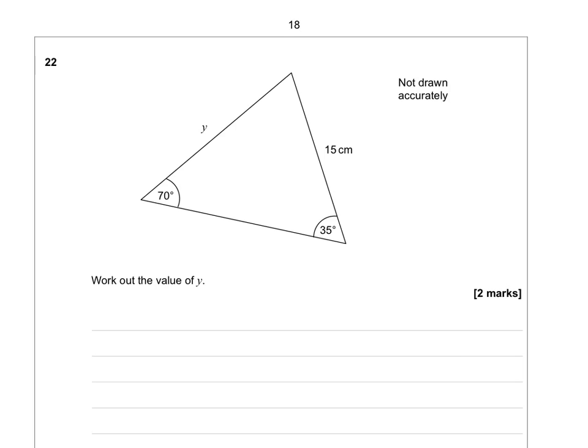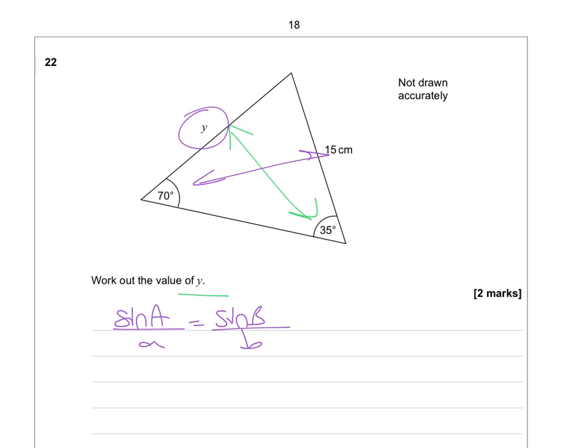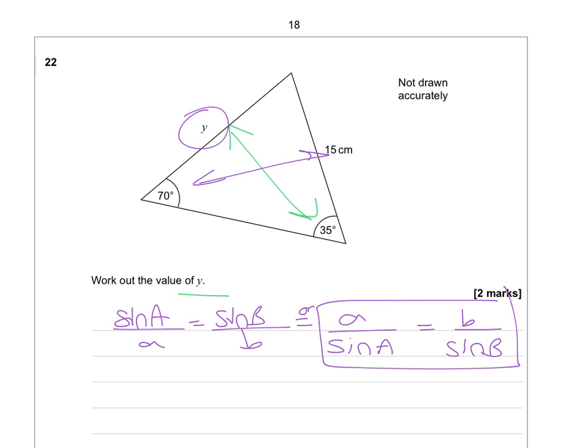Question 22. Work out the value of y in this triangle. This is a very, very simple case of the sine rule. We have opposite pairs of angles and sides, and we're trying to find a missing side. So sine A over A equals sine B over B, or A over sine A equals B over sine B.